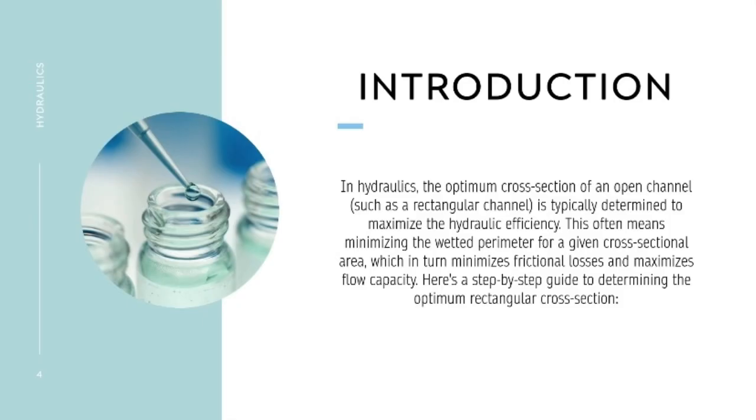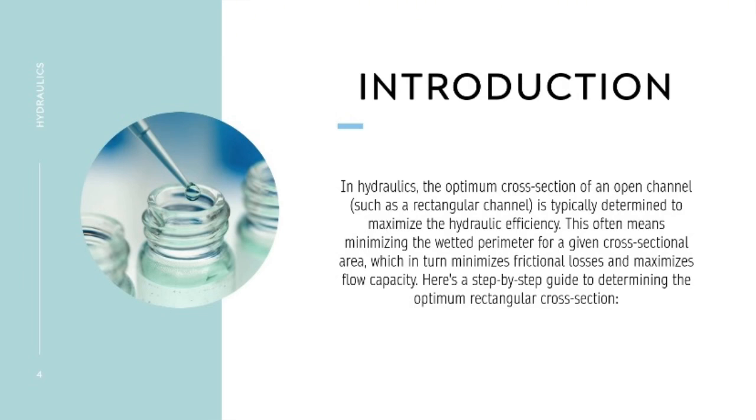For the introduction of this chapter, in hydraulic engineering, optimizing the cross-section of an open channel is essential for maximizing hydraulic efficiency. The focus is on selecting a cross-sectional shape that minimizes frictional losses and maximizes flow capacity. For rectangular open channels, the primary goal is to determine the dimensions that minimize the wetted perimeter for a given cross-sectional area, thereby enhancing the hydraulic radius and overall efficiency. Understanding the relationship between the width and depth of the channel is crucial for achieving this optimization.